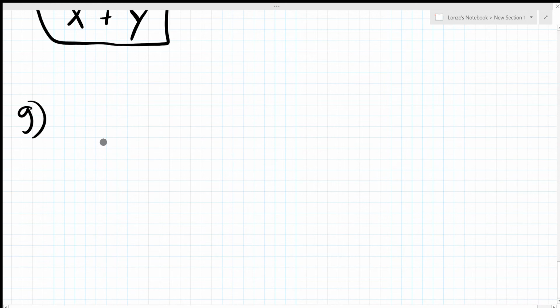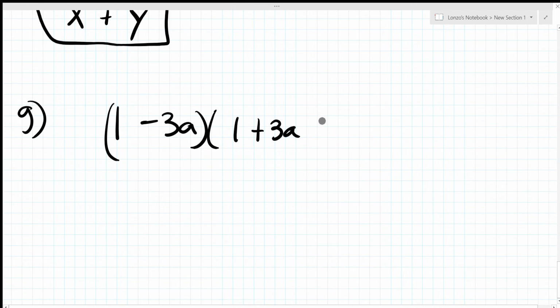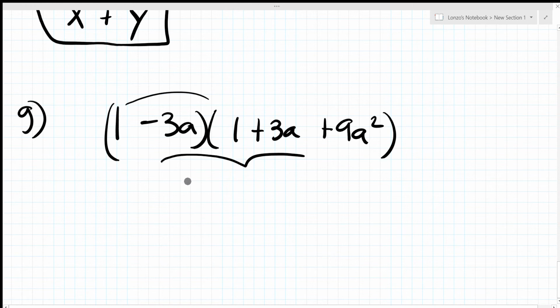Let's do G, the last one. So we have 1 minus 3a times 1 plus 3a plus 9a squared. So we have to FOIL this out. You could multiply it individually, but I don't want to do it the long way. So I'm going to do the shortcut using one of my rules. I know this is the difference of two cubes.